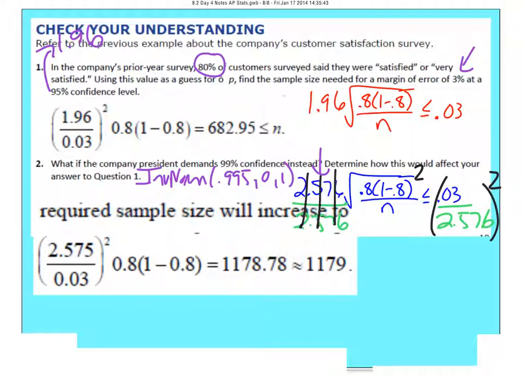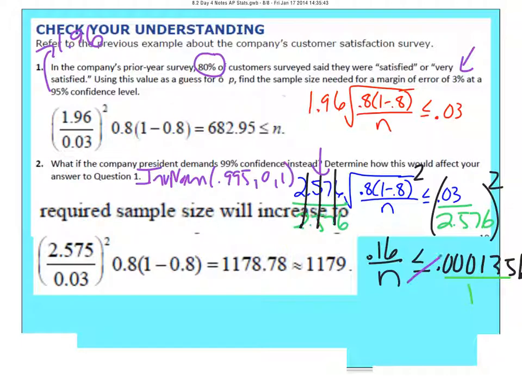So now I'm going to go on in and I'm going to do 0.8 times 0.2, and that's going to be a 0.16 over n, and I'm going to do less than or equal to. I'm just going to go ahead and put this in the calculator, do 0.03 divided by that and square the answer. And I'm going to get 0.001356.